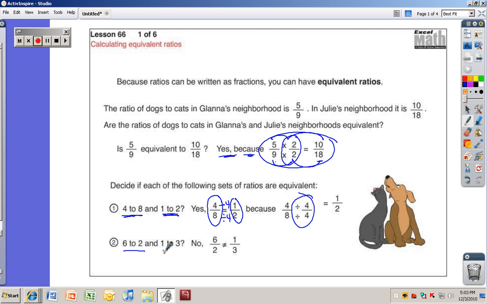Is 6 to 2 equivalent to 1 to 3? Make sure that the first number that they give you goes on the top, or the numerator, of your fraction. 6 to 2, 1 to 3. Well, 6 divided by 6 is 1. Is 2 divided by 6 3? No, that doesn't work. So those are not equivalent to each other.